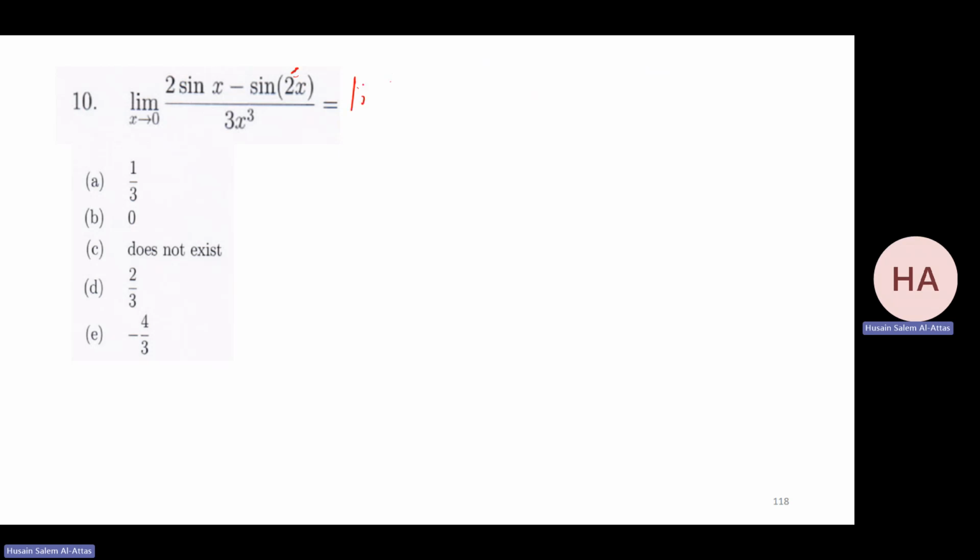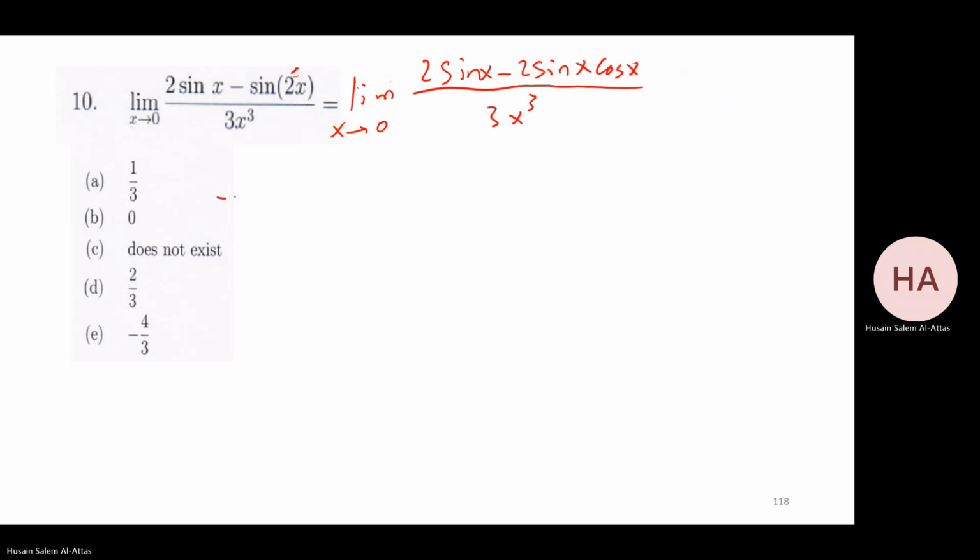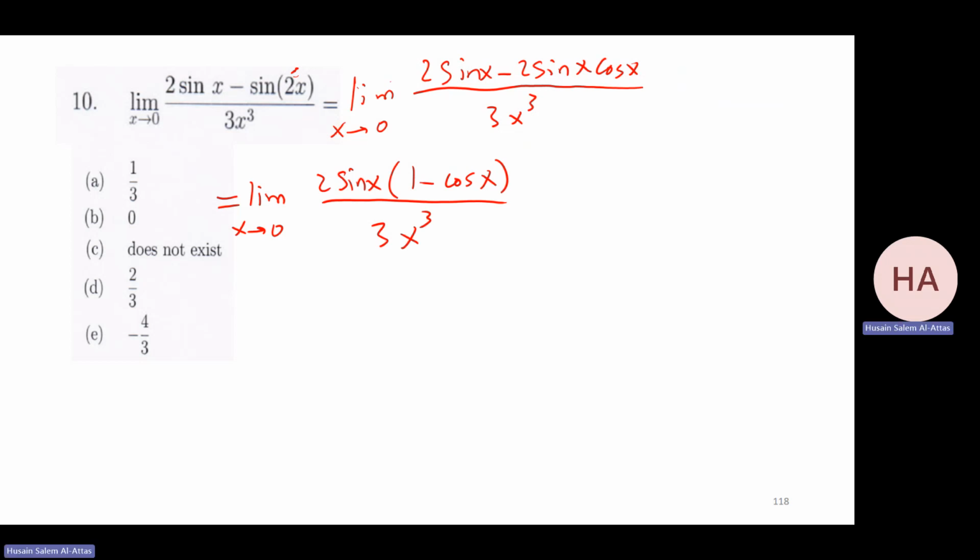This is sine 2x, which is 2 sine x minus 2 sine x cosine x over 3x cubed. So you can take 2 sine x as common factor. You have 1 minus cosine x over 3x cubed. You have cubed, so you need another factor, so you need to multiply. If you substitute, you have 0 over 0. Actually, everything you have 0 over 0 all the time. So this is 1 plus cosine x. I have 1 plus cosine x, which will give me sine squared, so it will be sine cubed.